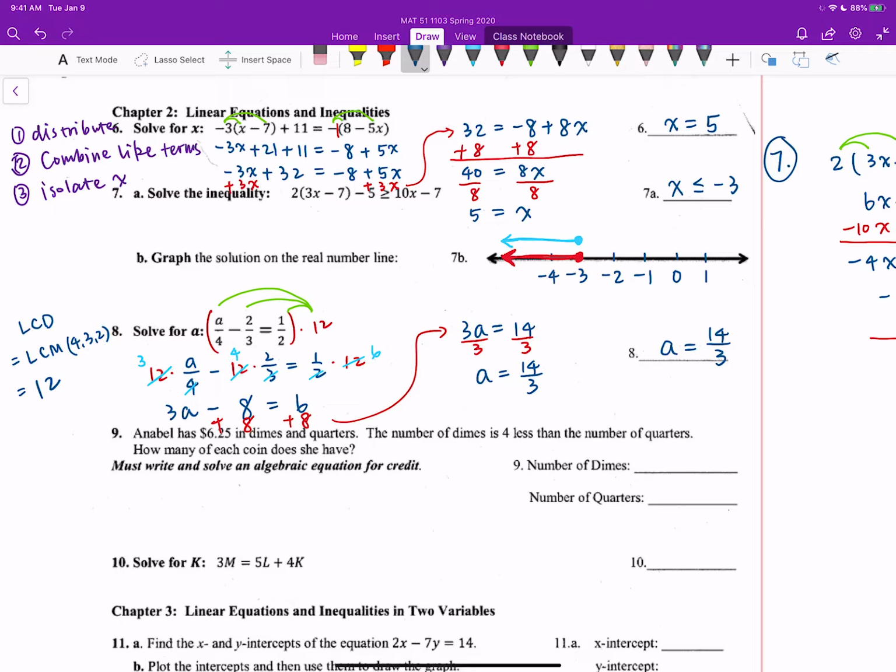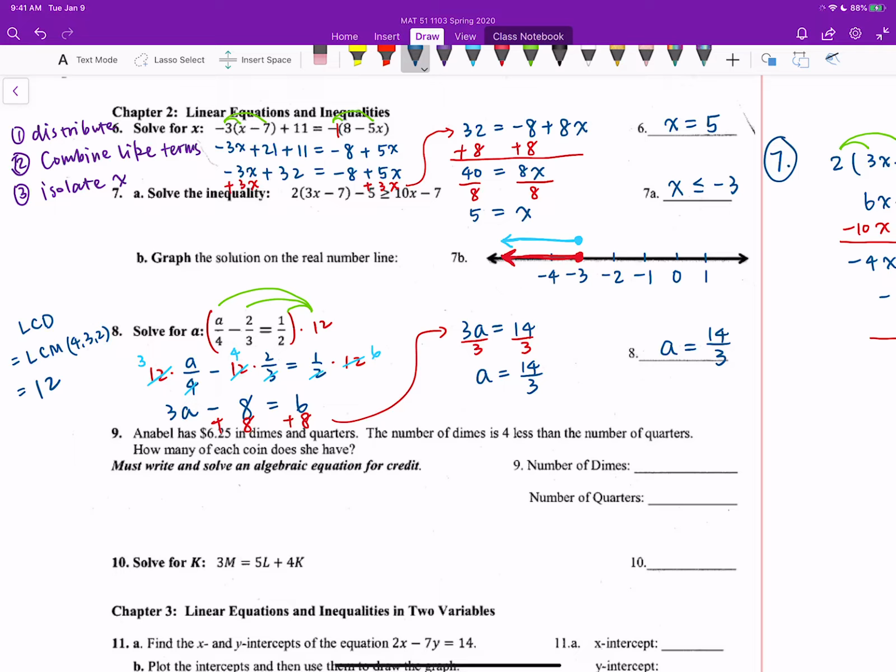Number 9. Annabelle has $6.25 in dimes and quarters. The number of dimes is 4 less than the number of quarters. How many of each coin does she have? And the requirement is you must write and solve an algebraic equation for credit. That means if you simply guess and you figure out the answer, it doesn't count. So you have to actually solve using an algebraic equation.